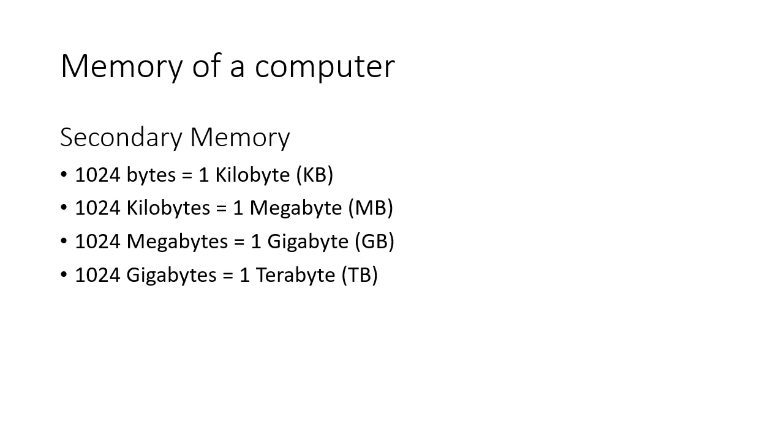To summarize, 1024 bytes will form 1 kilobyte, 1024 kilobytes will form 1 megabyte, 1024 megabytes will form 1 gigabyte, 1024 gigabytes will form 1 terabyte. So the hierarchy will be bytes, then kilobytes, then megabytes, then gigabytes, and then terabytes. Just remember this order and you won't have any difficulty converting them.